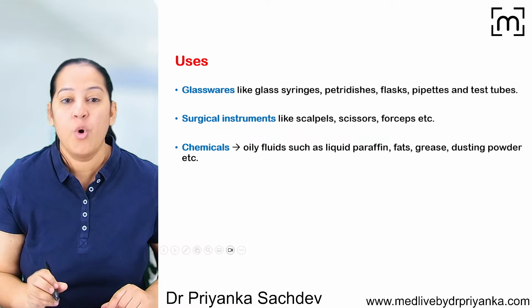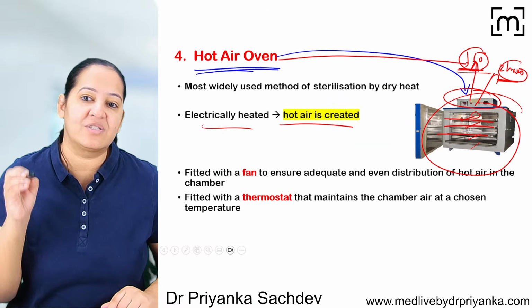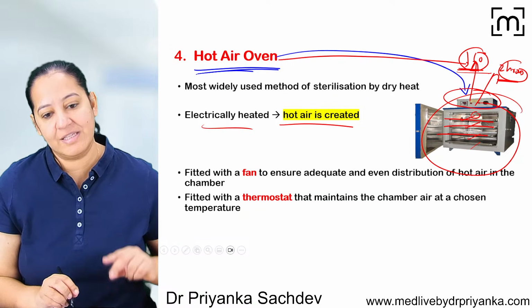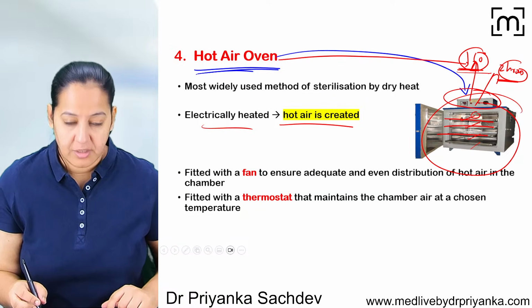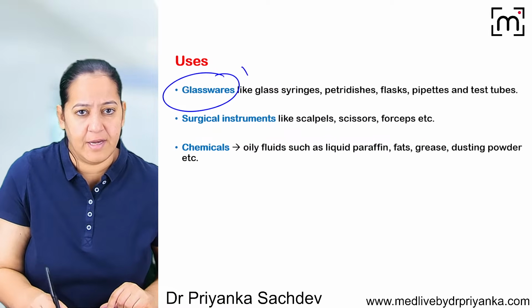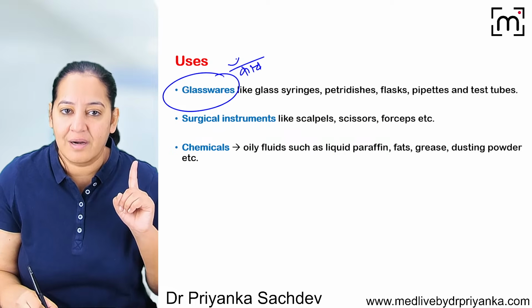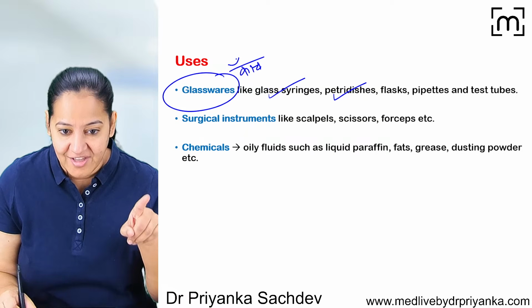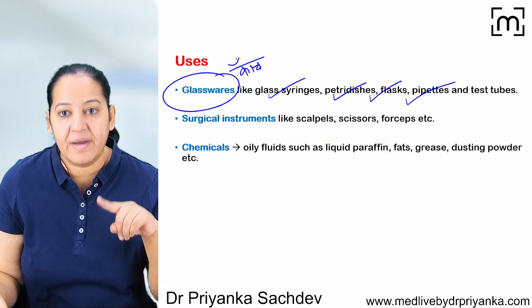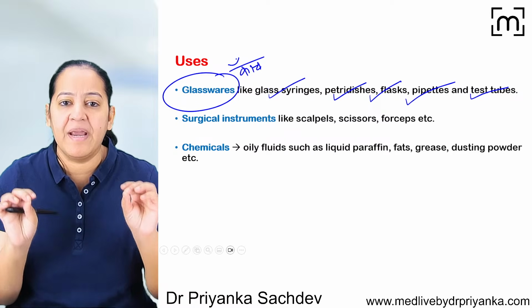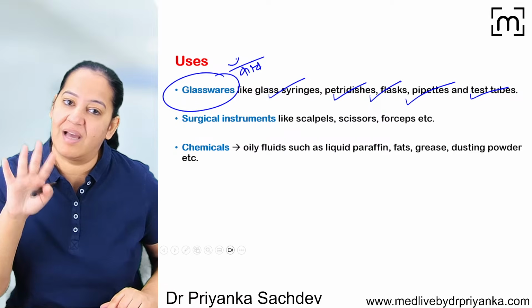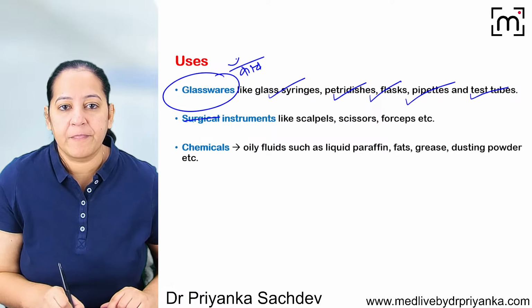Now tell me the uses. What are all the articles we sterilize in this instrument? We sterilize 2. Number 1, glass. Whatever is made of glass in a hospital, all the glass syringes, all the petri dishes, all the flasks, all the pipettes, all the test tubes, whatever is made of glass has to be sterilized in this, number one.